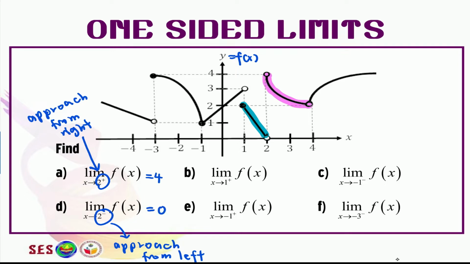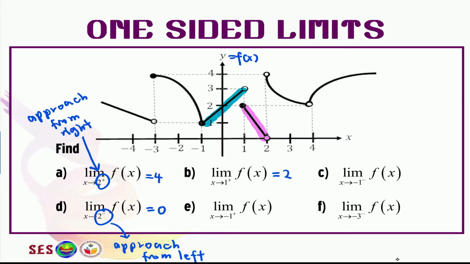I'll show you again for question B and E. The last two questions, you need to do it on your own. Let's look at question B. We want to find the limit when x is approaching 1 from the right. Okay, take a look at x equals 1. There are two graphs around it, this and this. Since we want to approach 1 from the right, we are going to move along this graph here. And as you can see, it settles at the value of f(x) equals 2. So our answer here is 2.